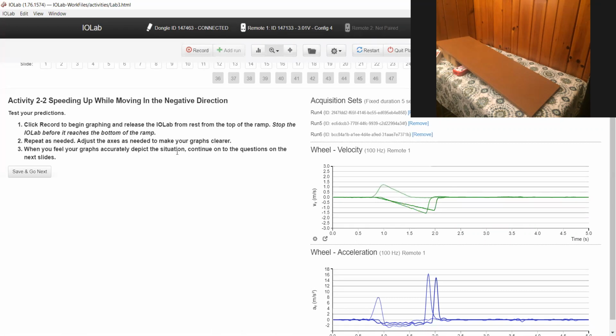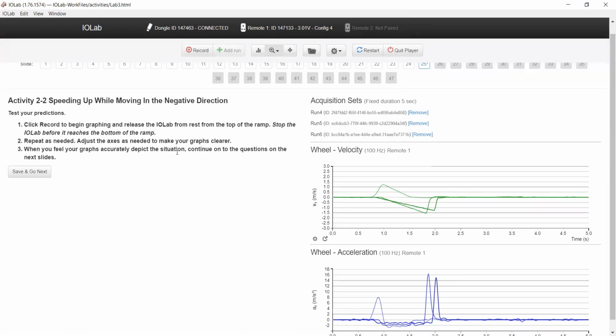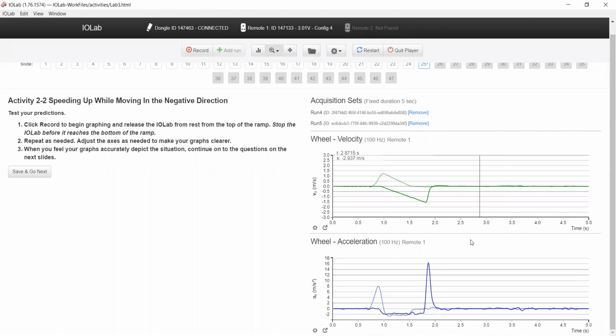So that's the nature of the graph that we'll get. Let me remove the last one. This is the graph that we got here. This is when I let go, and then it is speeding up. As I said, the sign of the velocity is the sign of the direction of the motion. Moving in the negative direction, I always had a negative sign of velocity.